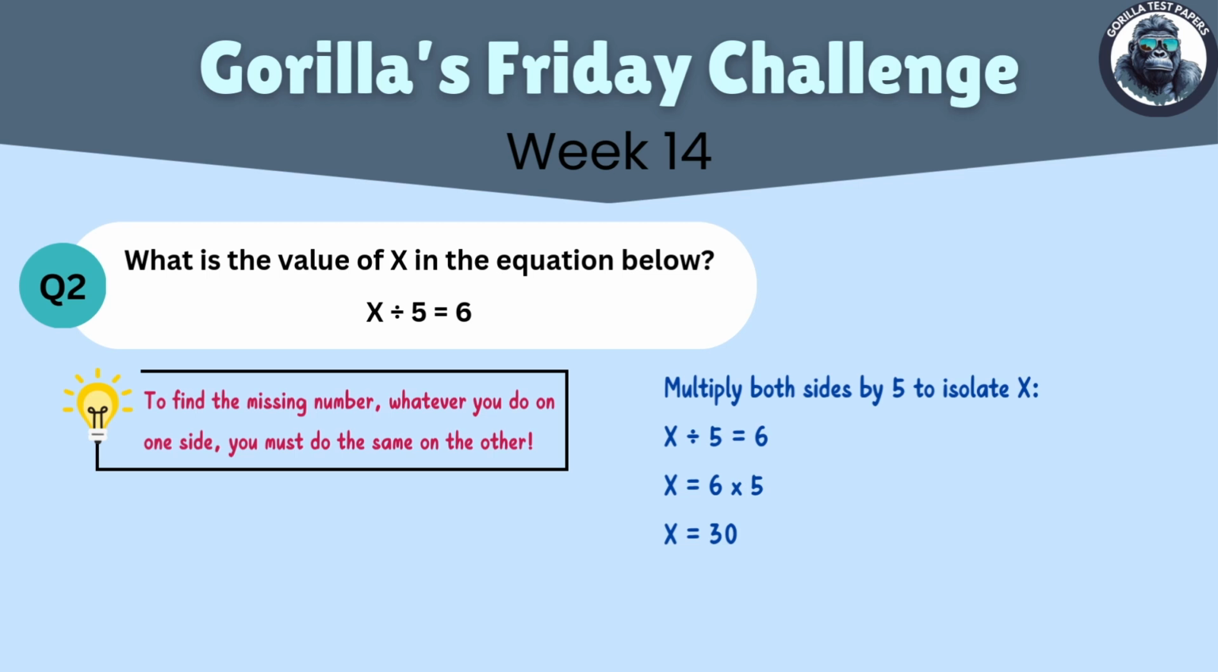Another way to do this, like before, is moving the 5 across the equal sign. And since it's dividing x on the left, when it moves across the equal sign, it becomes multiplication. So therefore, we still get x equals 6 multiplied by 5, which gives us 30. So therefore, the answer is 30, and either method works for this question.